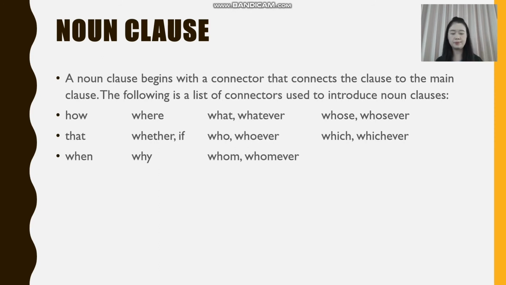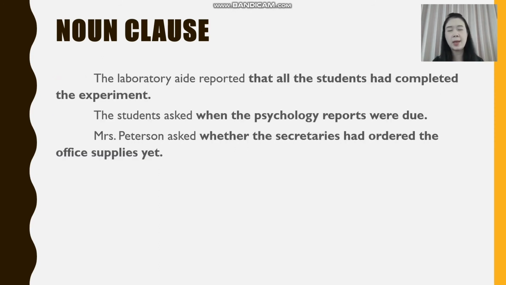All right, anyway, I'll give you more examples. The laboratory aide reported that all the students had completed the experiment. So the laboratory aide reported, and after that, that is the position of the object. Reported what, and that is the position of the object. So we can use the noun clause as the object, as I mentioned.